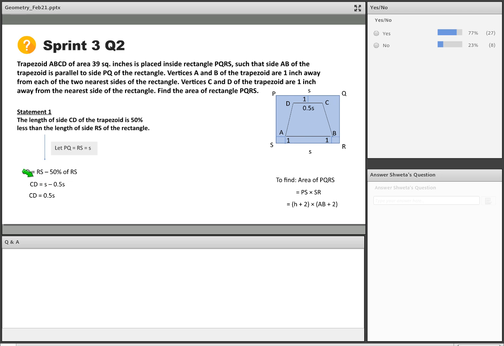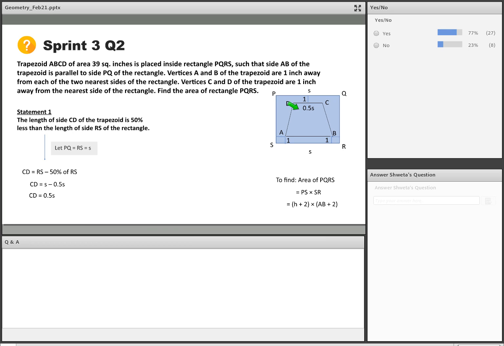Well, statement 1 now. Length of CD is 50% less than RS. So if I call RS side S, small s, then CD, which is this small side of the trapezoid, is going to be 50% less than RS. So it's S minus 0.5S. This is what you get for CD. So here I've marked that in the figure as well.